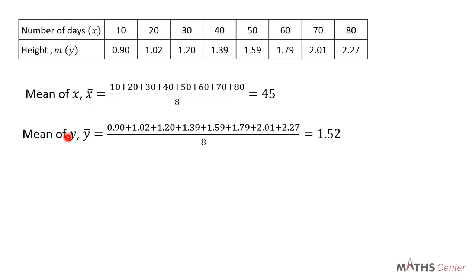To get a y-mean, you add all the y values. So 0.90 plus 1.02 plus 1.20 plus 1.39 plus 1.59 plus 1.79 plus 2.01 plus 2.27. We divide that by 8 and that gives us 1.52. So we are going to plot 45, 1.52 on the scatter diagram, and then we will draw the line of best fit through this point.